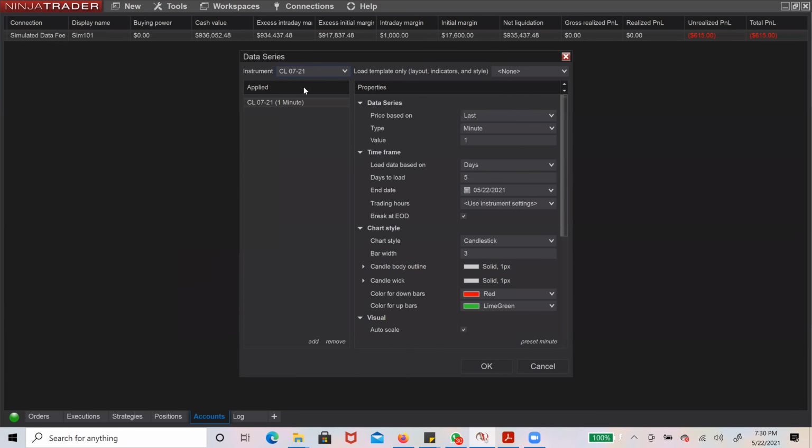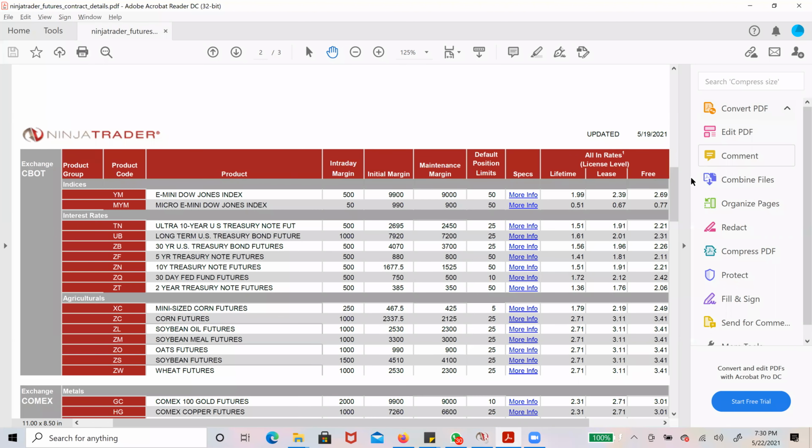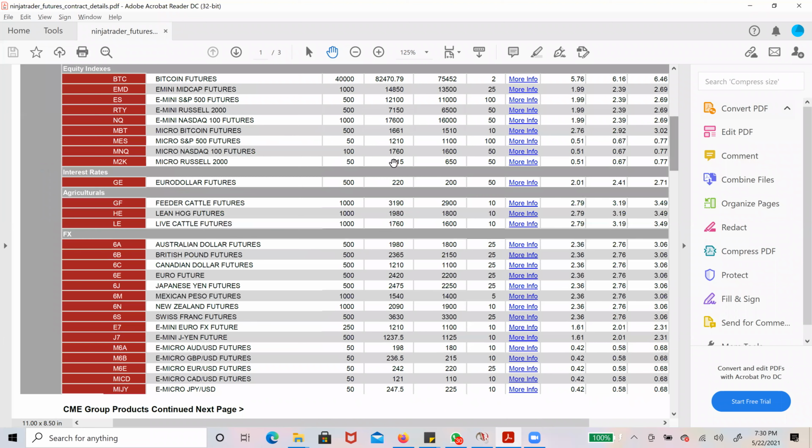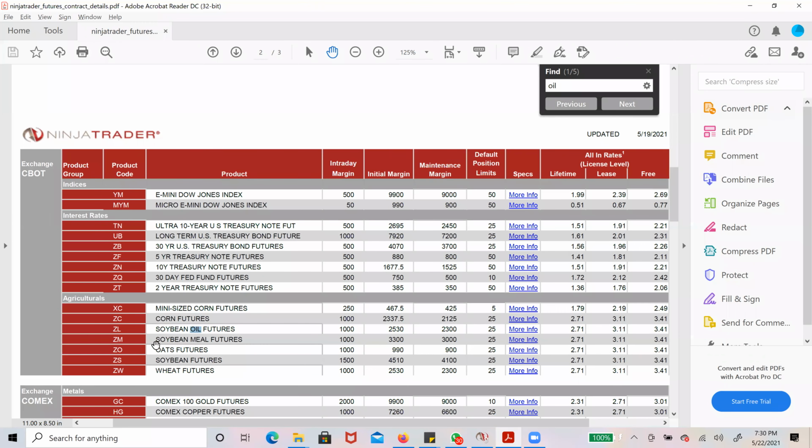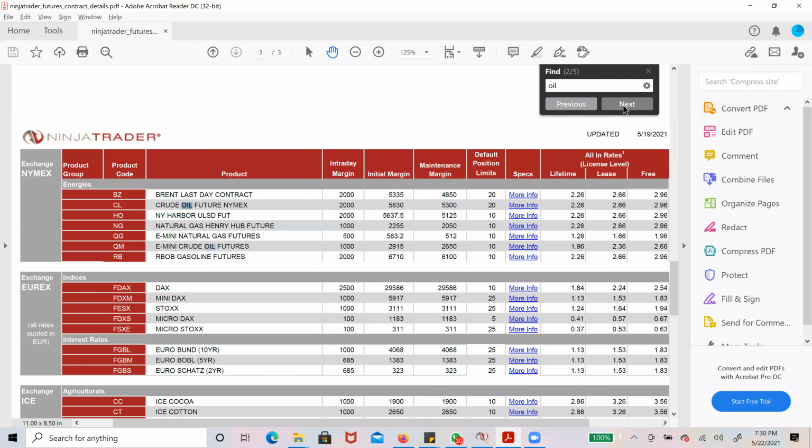Now, how do I know? Because I've been doing it, and you can always look at this chart again and search for crude oil directly here. This is soybean oil, which is ZL. I don't want soybean oil. I want the crude oil right here. Crude oil futures, and it's CL. That's a product name.